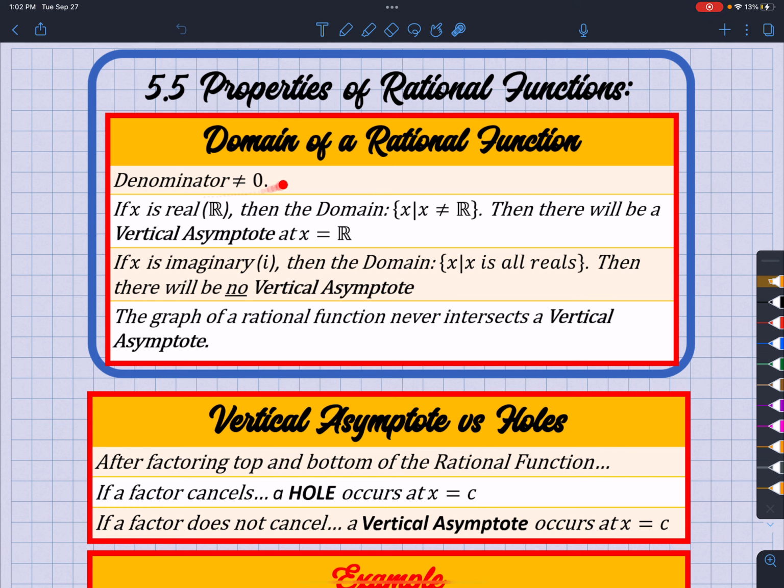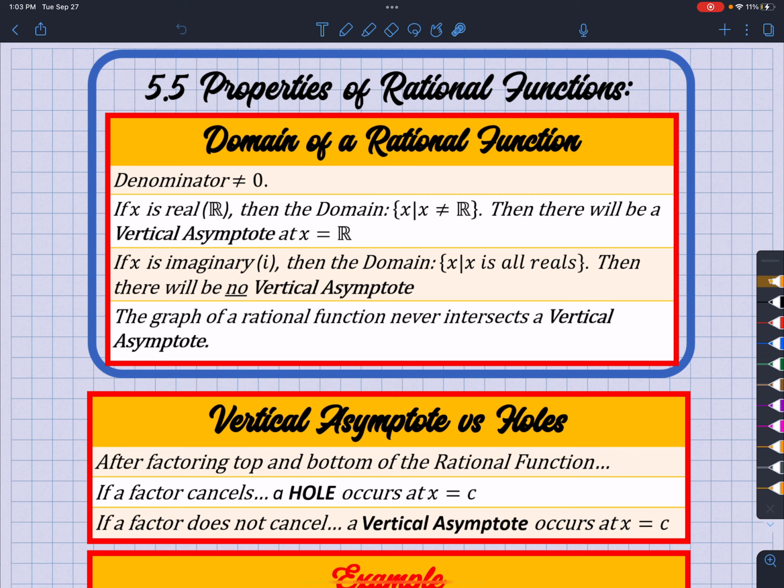We know that the denominator cannot equal 0 because then the fraction's undefined, right? If x is real, then the domain would be x cannot be that. Meaning whatever makes the denominator 0, x cannot be that value, okay? And if it's imaginary, then we don't have to worry about it, because then the restriction is actually imaginary, which is a life lesson by itself, right?